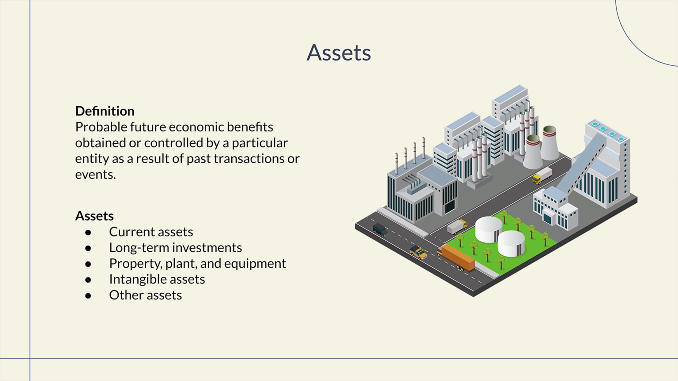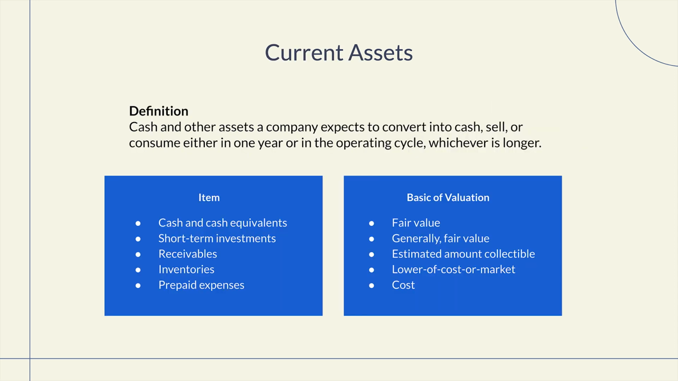Assets are defined as probable future economic benefits obtained or controlled by a particular entity because of past transactions or events. Asset classifications are grouped as follows: current assets, long-term investments, property, plant and equipment, intangible assets, and other assets. Current assets are defined as cash and other assets a company expects to convert into cash, sell, or consume either in 1 year or in the operating cycle, whichever is longer.